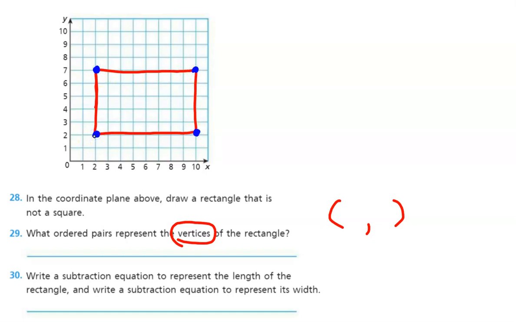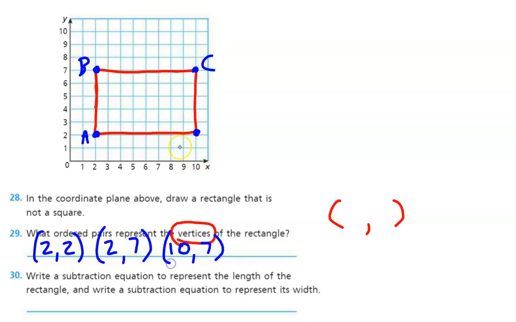So now that I've drawn my rectangle, I have to go back and show. So like this point right here, we'll call A, was 2, 2. And then B, we'll call this one, was 2, 7. And then this we'll call C, was 10, 7. And then this one right here was 10, 2. You guys notice that there's a lot of similarities between those numbers.